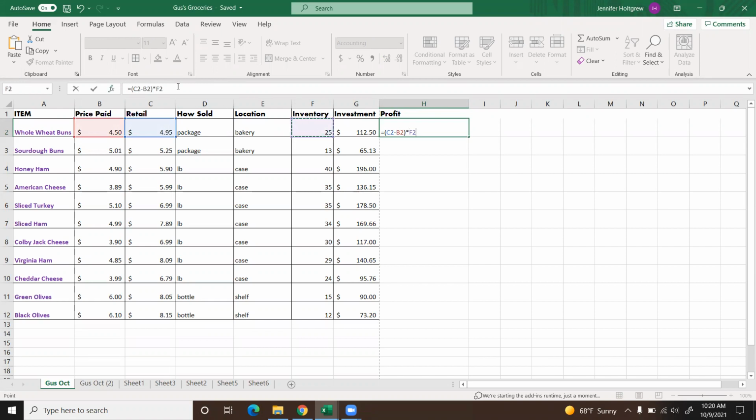We look up at the formula bar, but that's not what's going to show up when I hit enter. When I hit enter, it's already going to be that 1125, and it knows that it's money because of the way those were formatted. Now, does this make sense? 495 minus 450 multiplied by 25. Sure, it makes sense. I'm not a math genius.